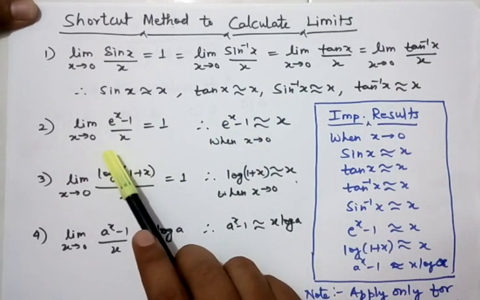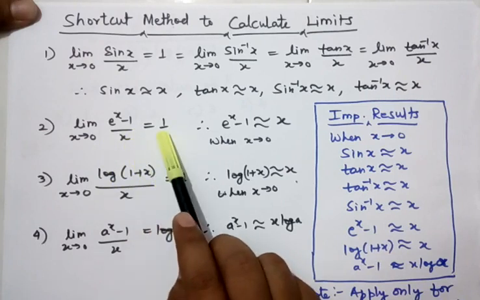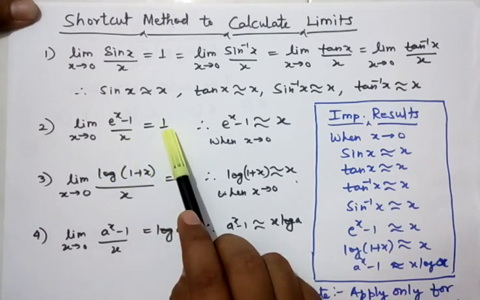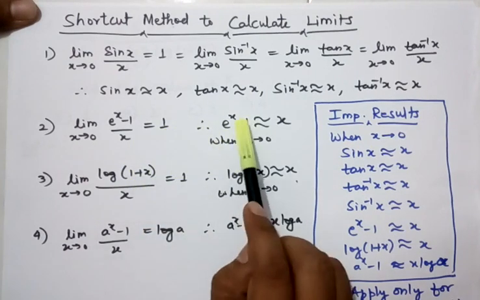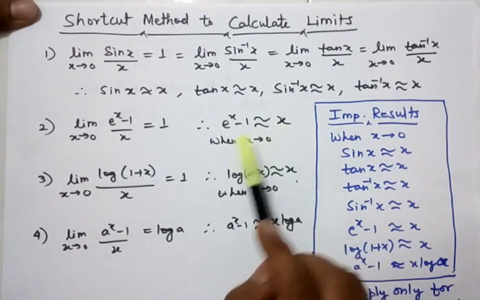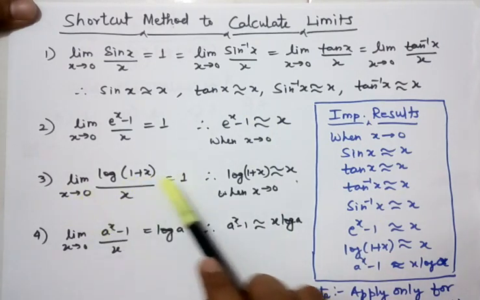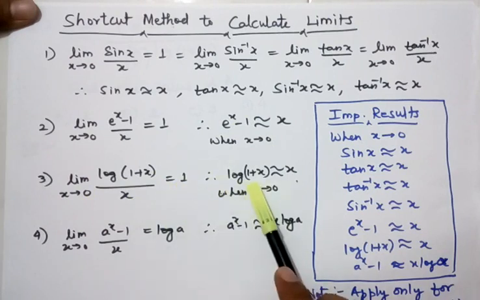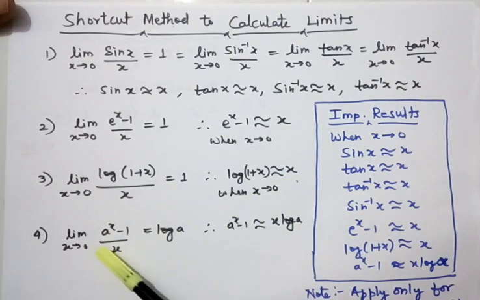Here I have written the second standard limit. Limit x tends to 0, e power x minus 1 by x is 1. It can be proved easily by the arithmetic rule. So bring x to right side, e power x minus 1 is approximately x. Same way, log 1 plus x by x, limit x tends to 0 is 1, bring x to right side, we get log of 1 plus x approximately equals to x when x tends to 0.